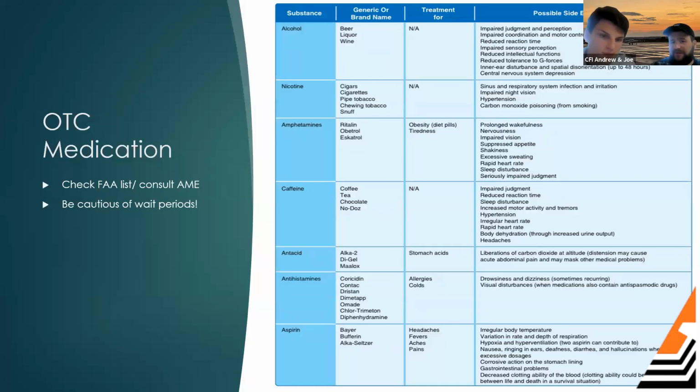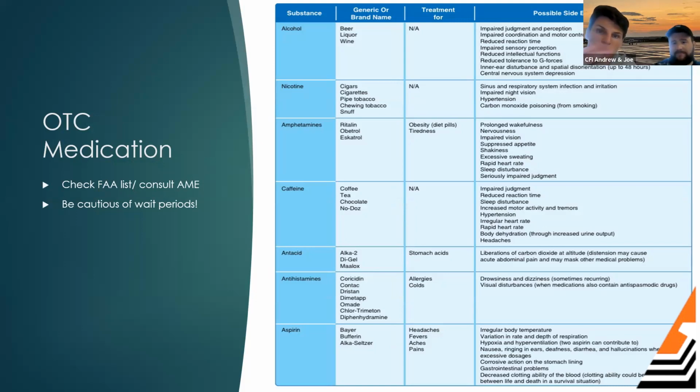Just with those over the counters, that can also include things like caffeine, aspirin, and stimulants, things you might want to be careful with. You can still fly on them, but you have to be conscious that these things can affect how you fly, and understand the side effects, like impaired judgment, prolonged wakefulness, nervousness. There are many different side effects you could encounter that could be distracting you.